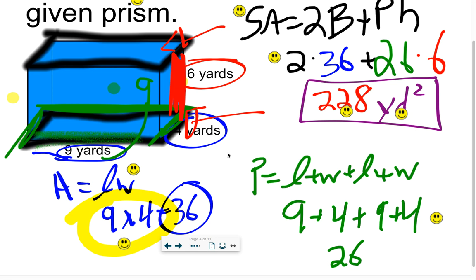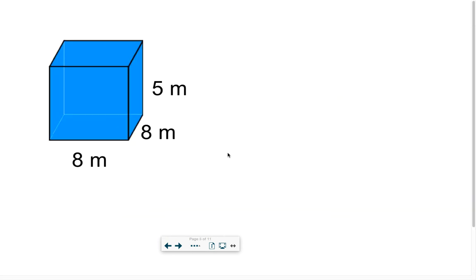You have an 8-point problem when it comes to a quiz, a graded worksheet, or your test. Again, let's practice it on another one. Here we go.